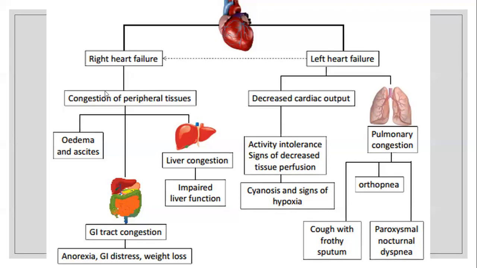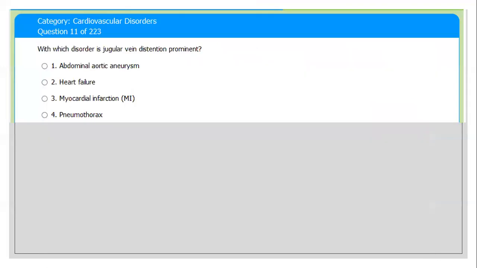On the right side here, we can see congestion of peripheral tissues. The liver gets involved, with liver congestion and impaired liver function, edema and ascites. Our gastrointestinal system is involved, with GI tract congestion, anorexia, GI distress, and weight loss. This is the right side.